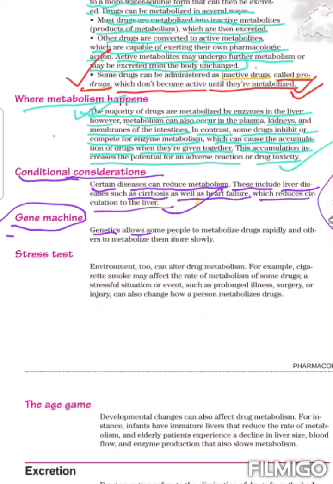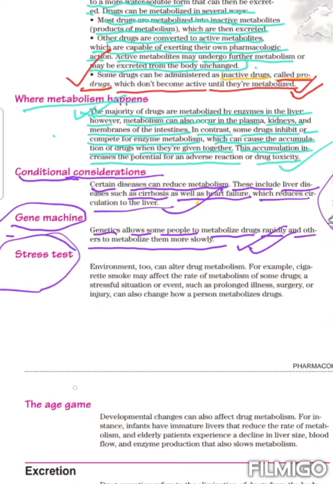Genetics allows some people to metabolize drugs rapidly and others to metabolize them more slowly. So yeah, this factor is also involved. Like, all body types have a different metabolism process. Some people's metabolism is very good, and some people's metabolism is not that good. So the same is applicable here as well. Genetics allows some people to metabolize drugs rapidly and others to metabolize them more slowly.